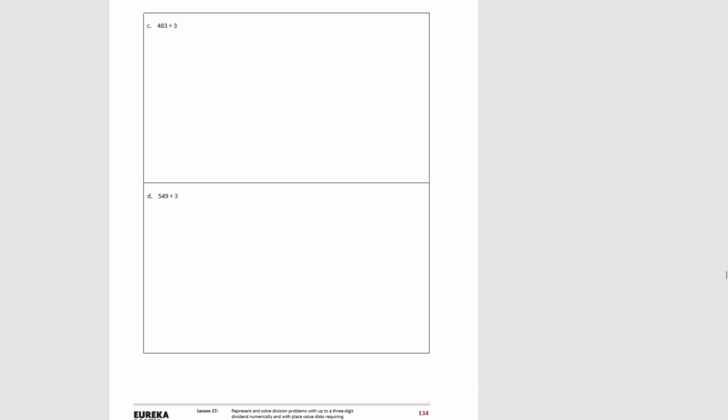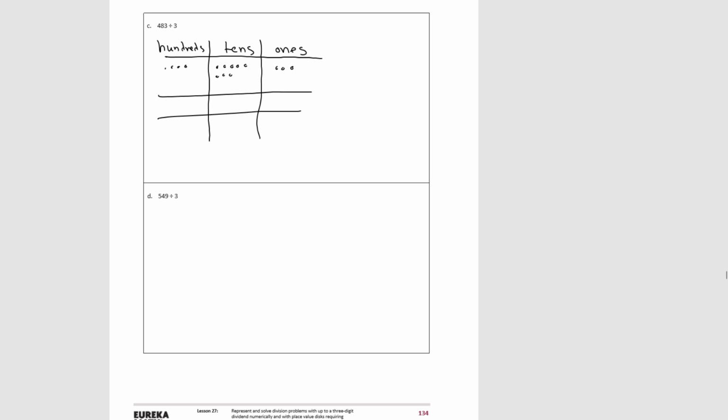Okay, stop the video and try C. Okay, again in our place value chart. Our dividend is 4 hundreds, 8 tens, and 3 ones. And we're making 3 equal sized groups. Four hundreds and 3 groups. I can put 1 in each group.